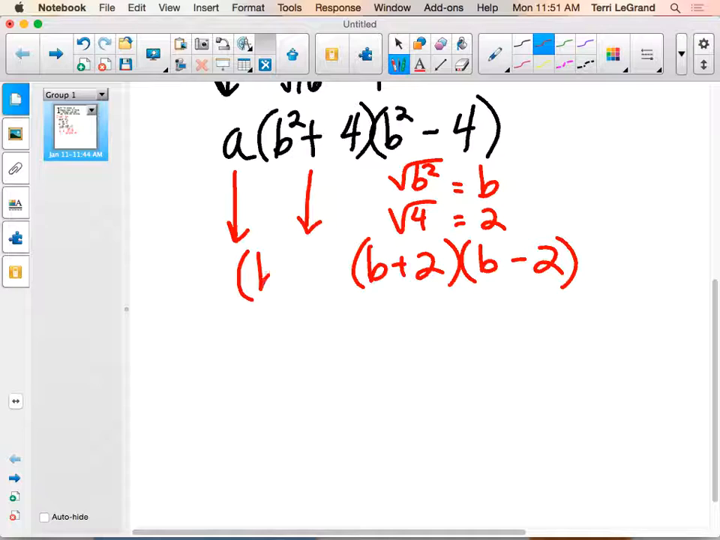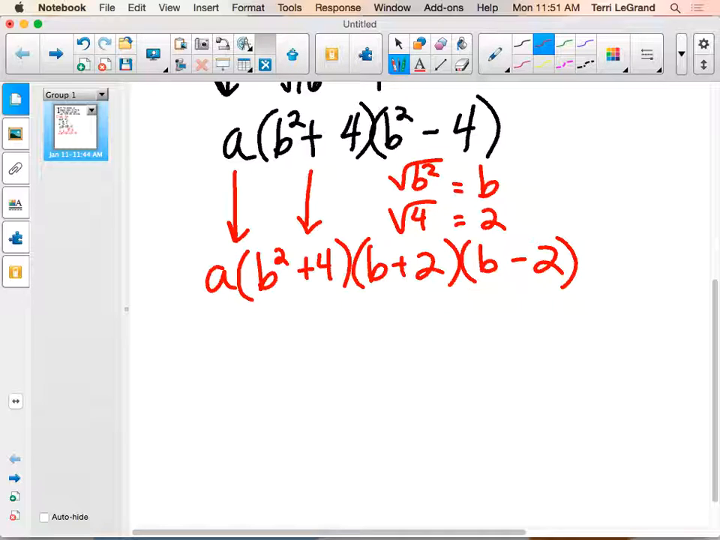Now we'll bring down our other factors that we arrowed so that we wouldn't forget them. And we have, hopefully, our final answer. Now we're going to look at b plus 2. Can we factor that? Can we factor b plus 2? No, it doesn't have subtraction. How about b minus 2?